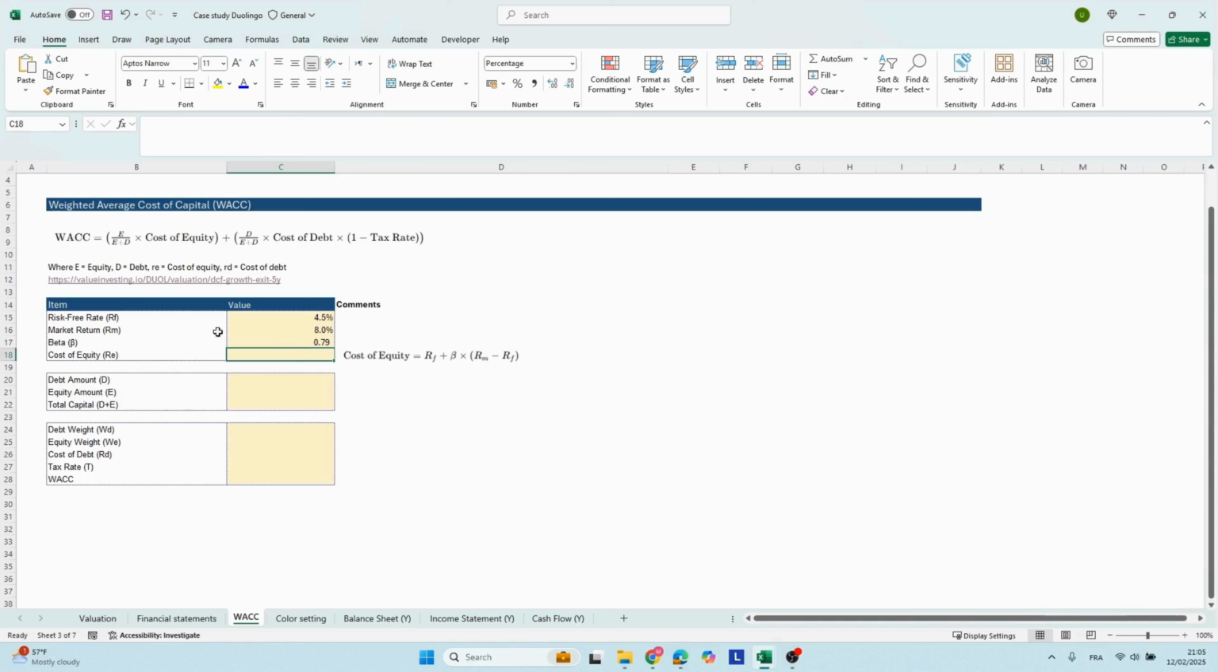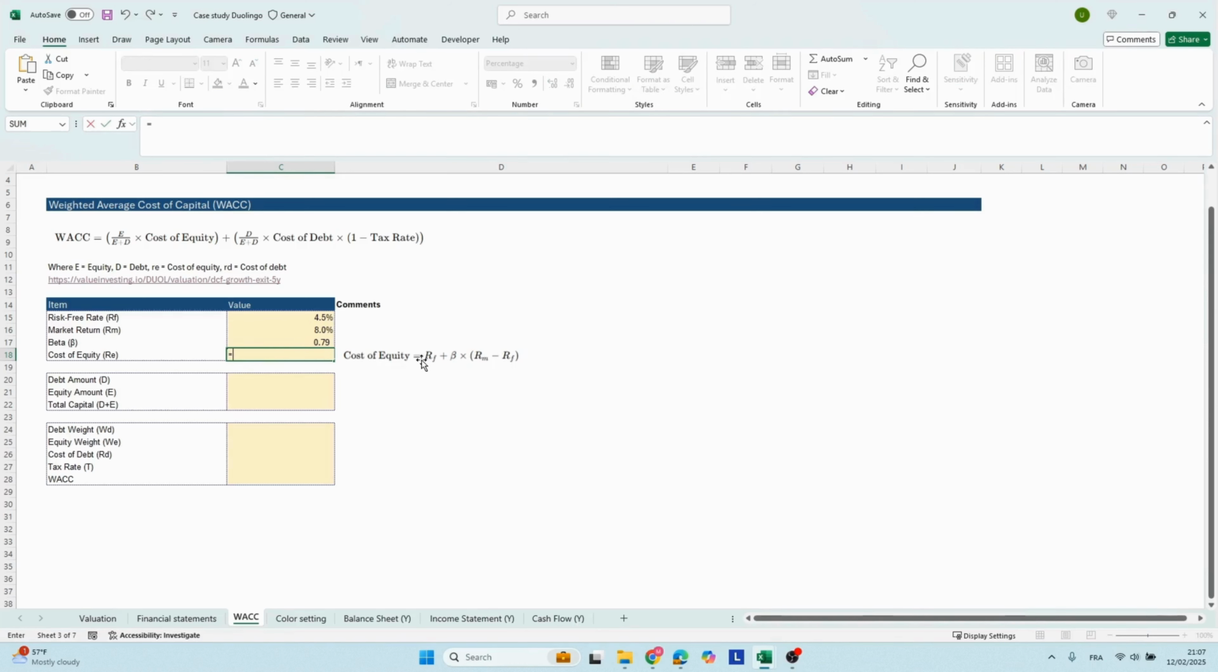Back to the calculation, we need to calculate the cost of equity, which will be part of our WACC calculation. This is the formula: cost of equity equals the risk-free rate plus beta times the market return minus the risk-free rate. So I will repeat: the formula for cost of equity is the risk-free plus beta times the market return minus the risk-free. Let's do the formula together.